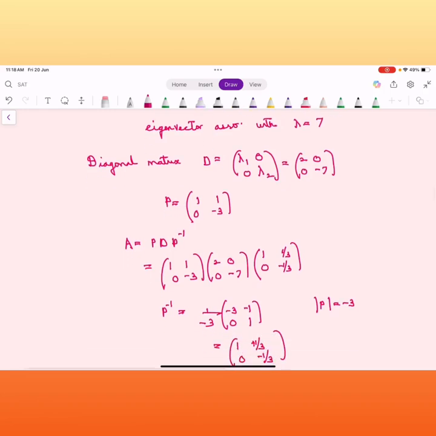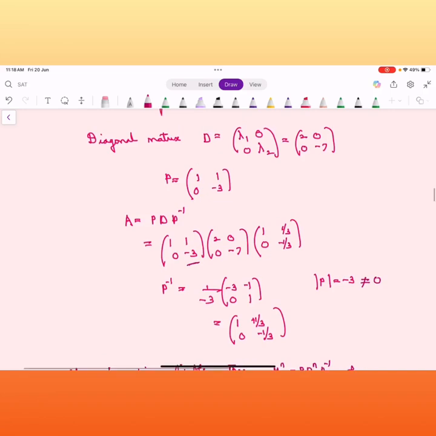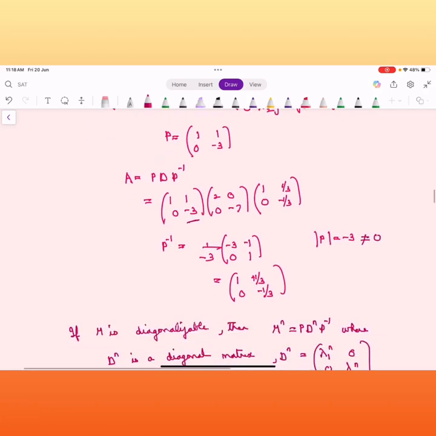This is D. How will you find the inverse of P? Determinant of P is minus 3, which is not equal to 0. So P inverse exists. And how will you find the inverse? It is 1 by the determinant. Interchange the primary diagonal and change the sign of the other diagonal. So you will get 1 by minus 3 times [minus 3, minus 1; 0, 1]. And when you take the minus 1 by 3 inside, you get [1, 1 by 3; 0, minus 1 by 3]. So this is how you diagonalize A.